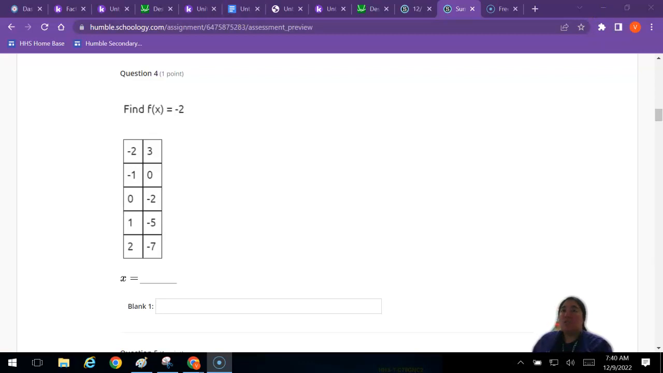Okay. So this is x. This is f of x. F of x is a fancy way of saying y. So find f of x equals 2. It says you're looking for x, right? You're looking for x, but it gives you f of x. It gives you the y. Y is negative 2. Good. If y is negative 2, then what's x?